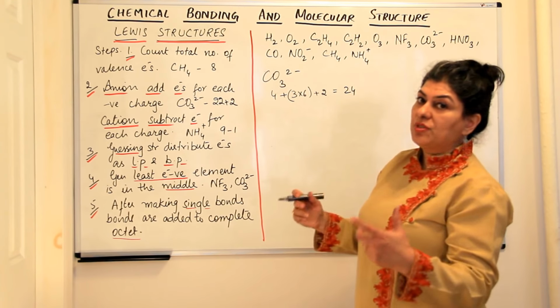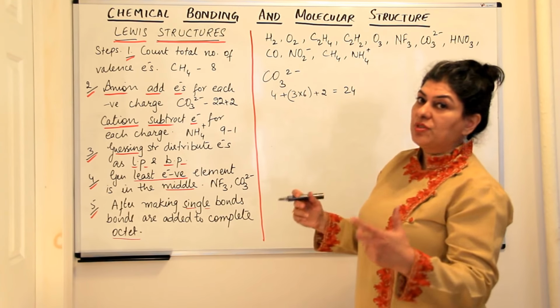Now carbon also has 8, and oxygen already had 8, it only contributed this pair here, so it still has 8, and every oxygen also has 8 electrons. So the octet is completed for all the atoms and this should be the best Lewis structure for the carbonate ion. So this is how you make the structures for ions.